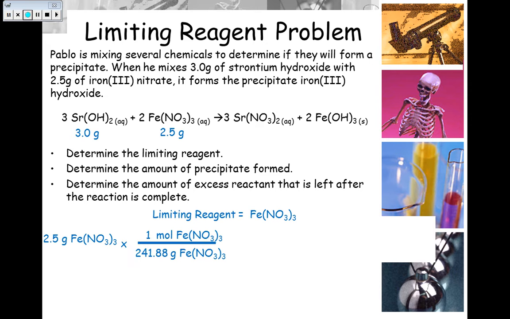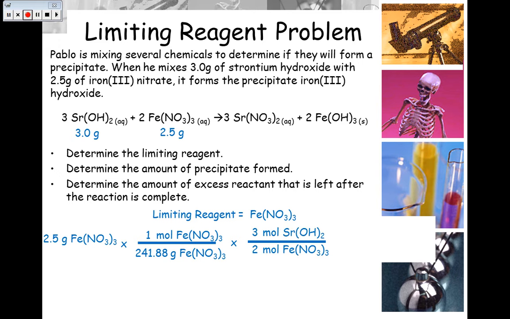But this time, instead of going to iron hydroxide, where am I going to go to? Strontium hydroxide, because that's going to tell me the ratio of strontium hydroxide I need for iron nitrate. Because I'm looking for the excess reactant, I'm going to have to turn this back to the other reactant. So the mole ratio between iron nitrate and strontium hydroxide ends up being 2 to 3.